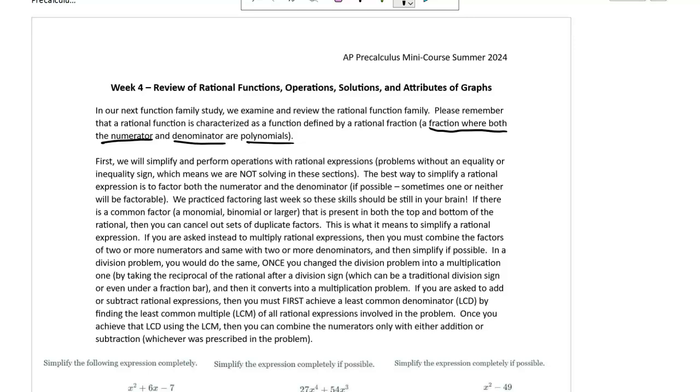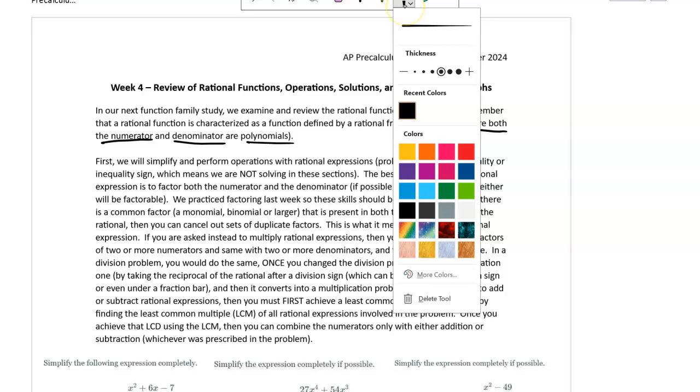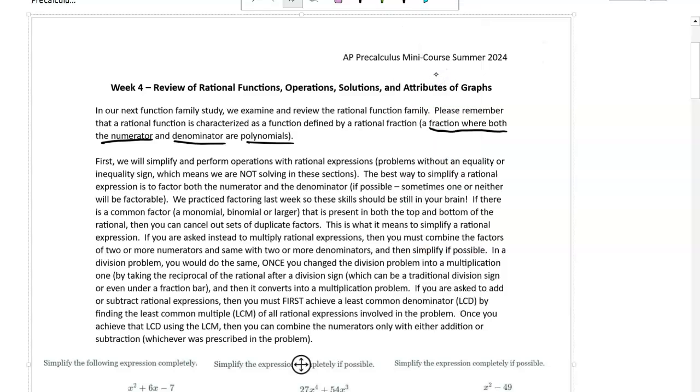So the very first skill that we're going to practice today is to simplify rational functions as well as to perform operations with rational functions. When we talk about operations, we're referring to adding, subtracting, multiplying, and dividing. Now in this section we're not solving. That will be in the next section. We're just practicing simplifying, adding, subtracting, multiplying, dividing. You won't see any equal signs. You won't see any inequality signs.